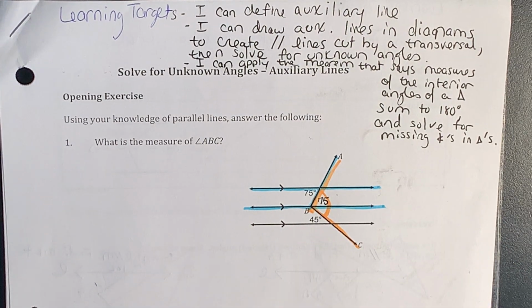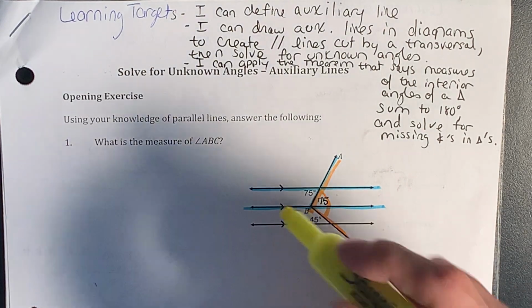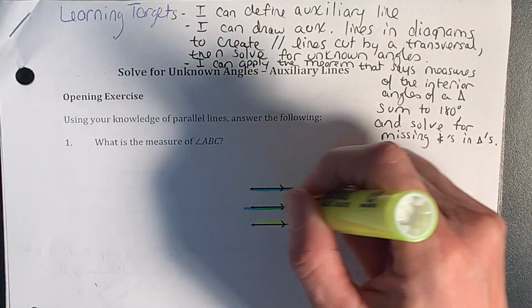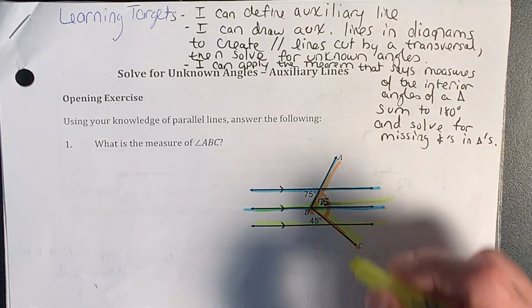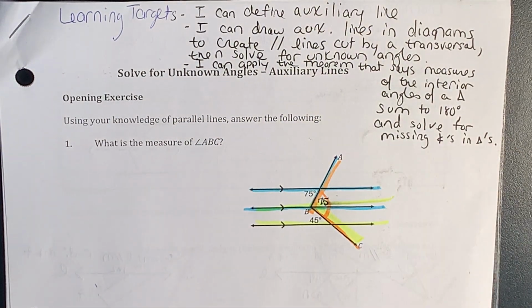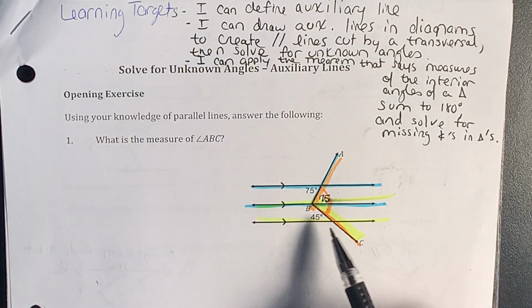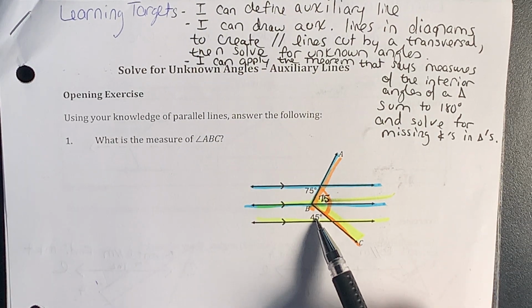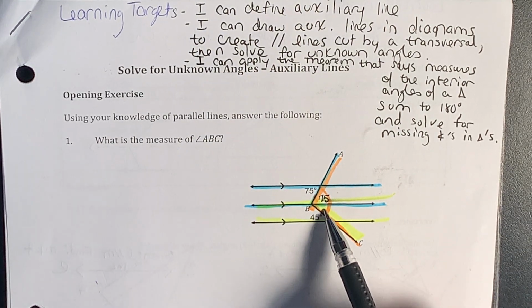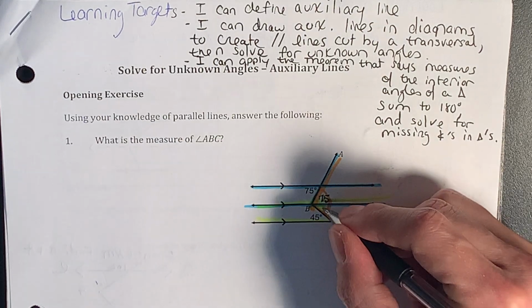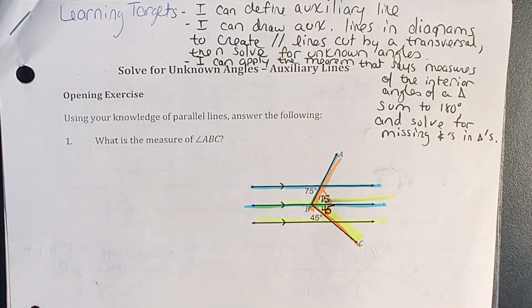Now I'm going to look at the bottom two parallel lines. Again, I know they're parallel because there's arrows located on the lines. Here's the transversal. Again, I'm going to look at alternate interior. So I have the 45, that's alternate interior with this guy right here, the top portion. So that also has to be 45.